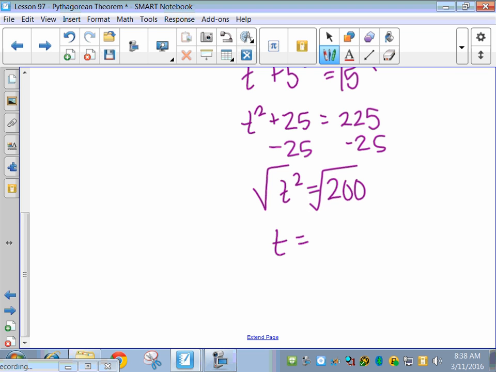Now, if you have one that can be simplified, like this one, I would go ahead and do that. 200 is the same thing as 2 times 100, and what's the square root of 100? 10. Okay, so 10 is going to come out front, and the 2 stays inside. So 10 root 2, okay?